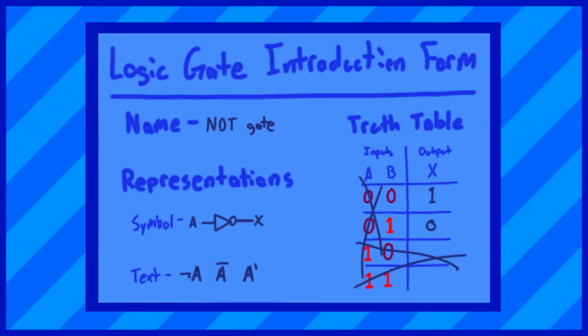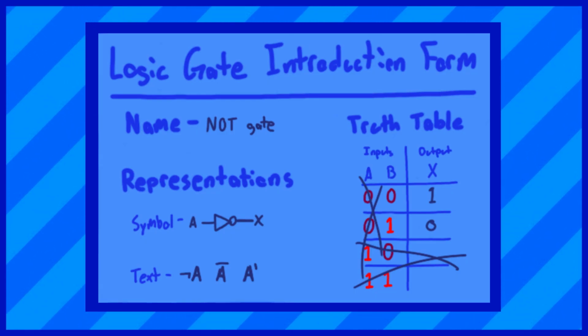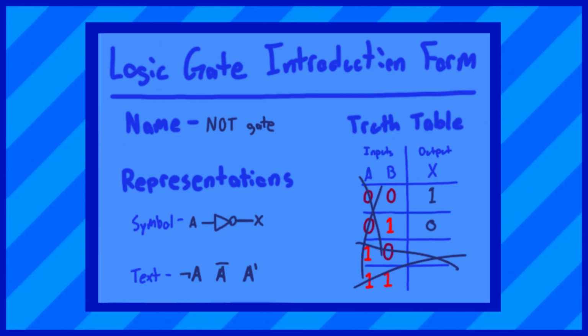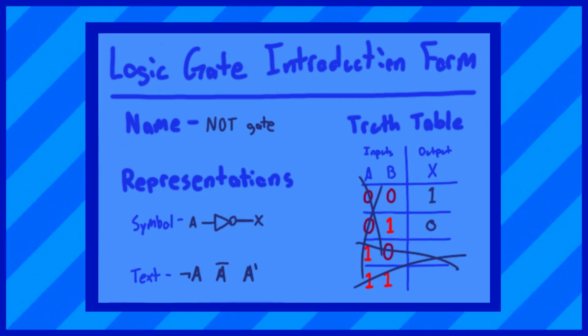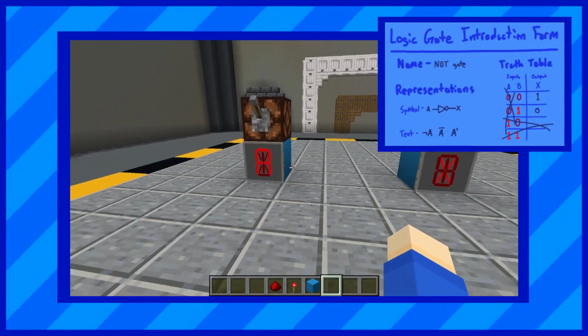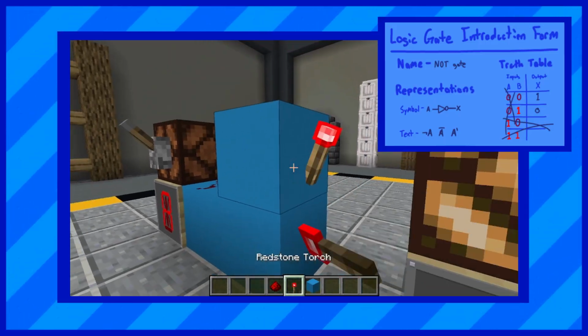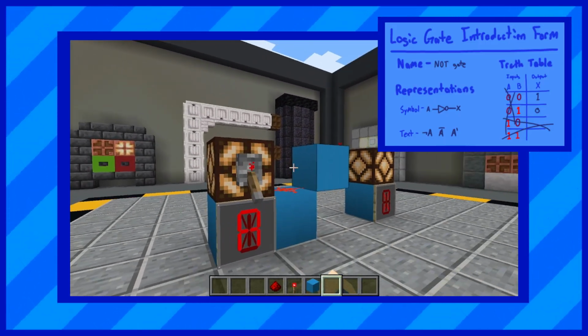NOT gates, also called inverters, are really simple. They're one of the only logic gates to take in a single input, and whatever that input is, they output the opposite. They turn off into on and on into off. They're also really easy to make in Minecraft, too. Just put down a redstone torch. Powering the block it's attached to will be your input, and any other side of the torch can be your output.